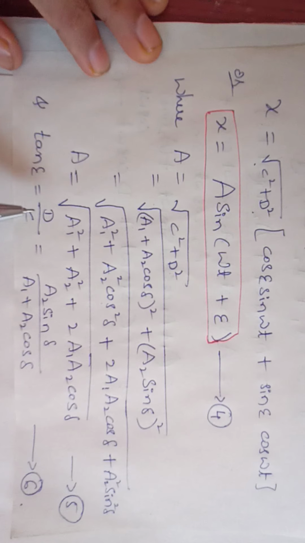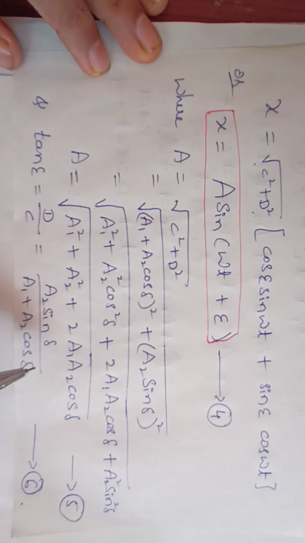Here the amplitude and phase of the resultant simple harmonic motion depend on the amplitudes of the two individual simple harmonic motions and the phase difference between them. That is, this is tan epsilon.